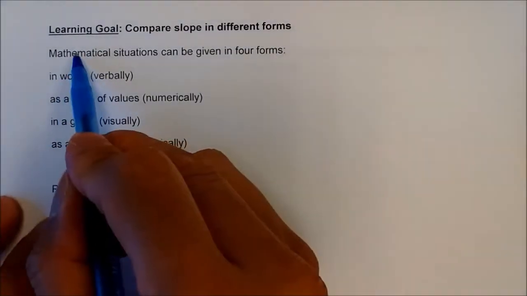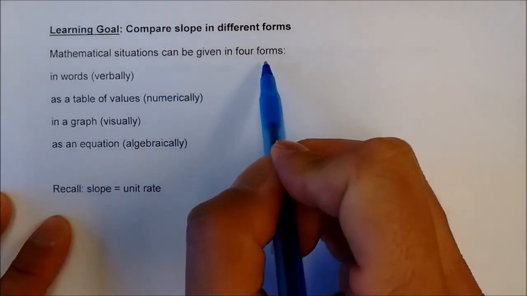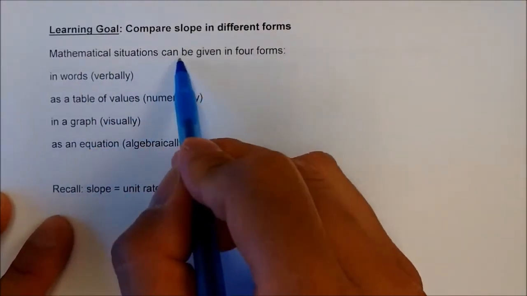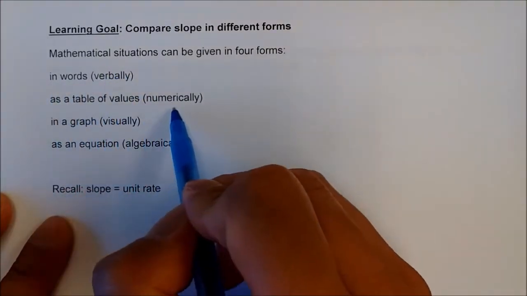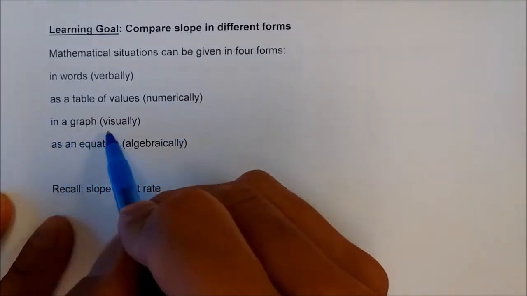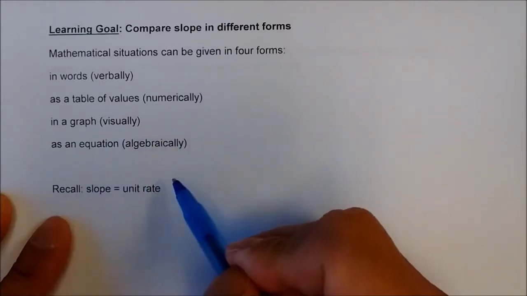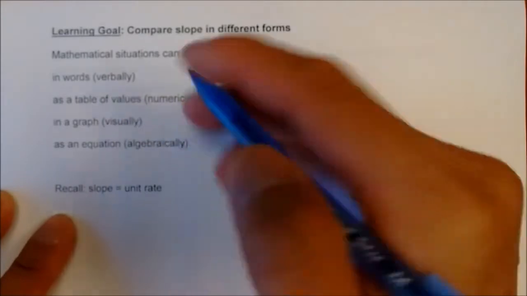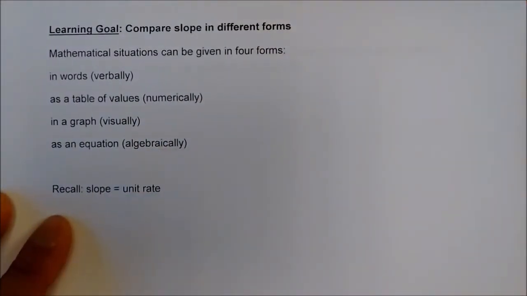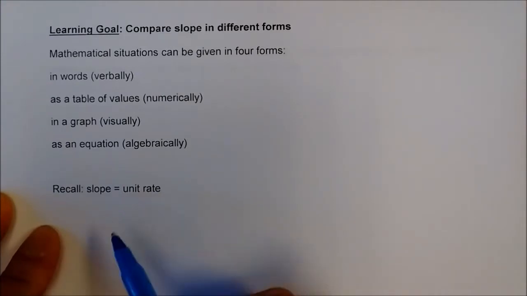Well, when we're talking about any mathematical situation, they can be given in four different forms. Mathematical situations can be given in words, verbally, as a table of values, which is numerically, in a graph, which is visually, as an equation, which is algebraically. So the four forms are verbally, numerically, visually, and algebraically. And just a quick reminder that slope is equal to the unit rate, which was the point from our last lesson.